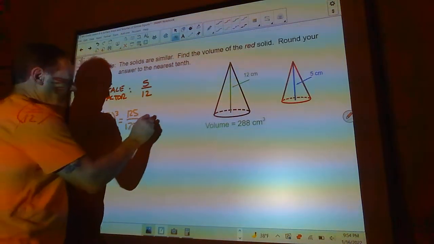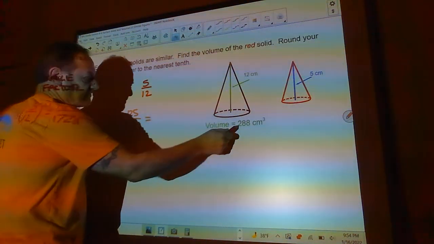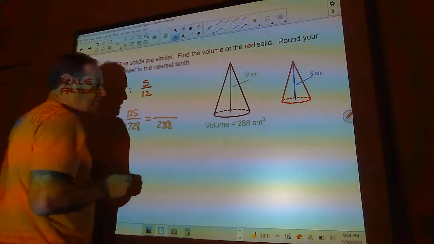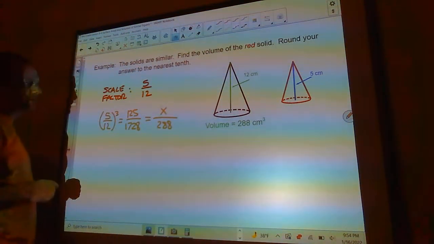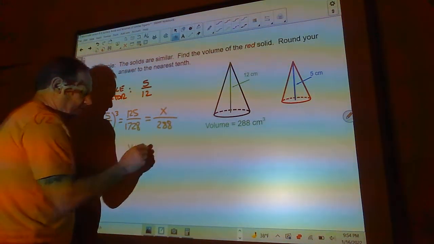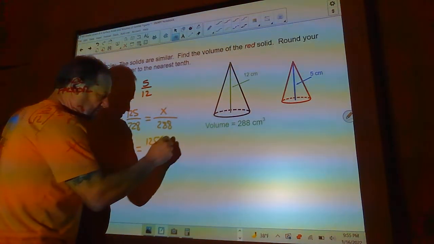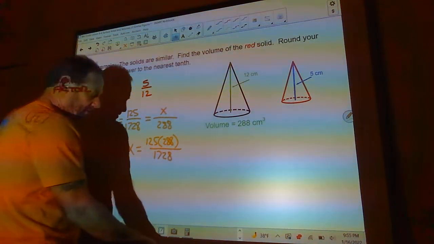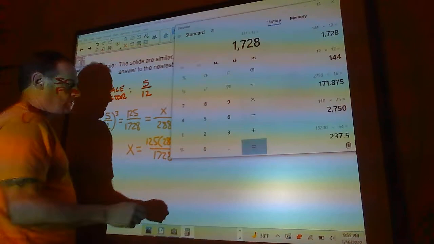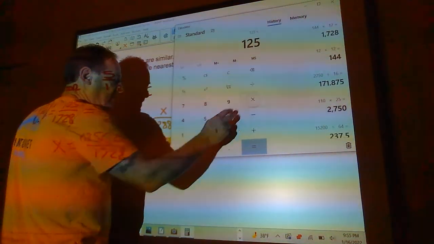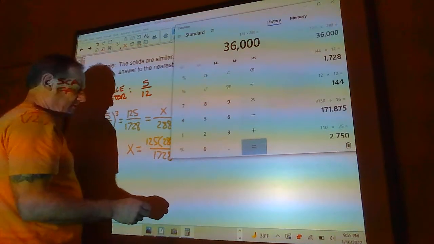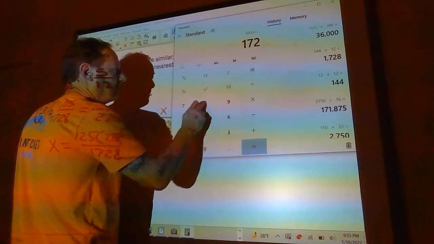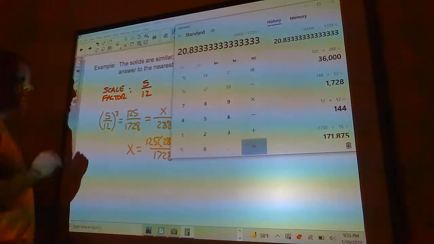Now this is going to equal, let's see, this is the volume of the bigger one, is 288. Here's the bigger one on the bottom, so it's going to go on the bottom. And then we got to figure out the top here. So X is going to be 125 times 288 divided by 1,728. Definitely a calculator question. Okay, so 125 times 288 is 36,000 divided by 1728. 20.83 repeating.